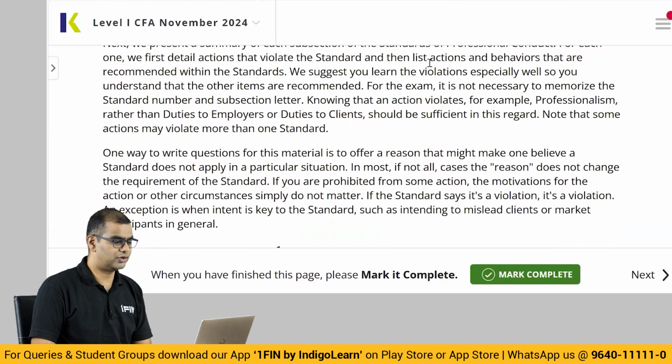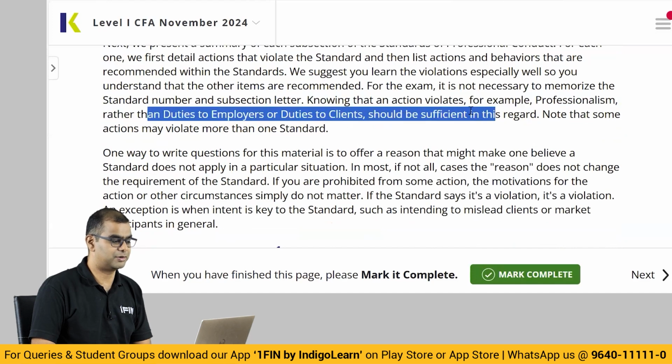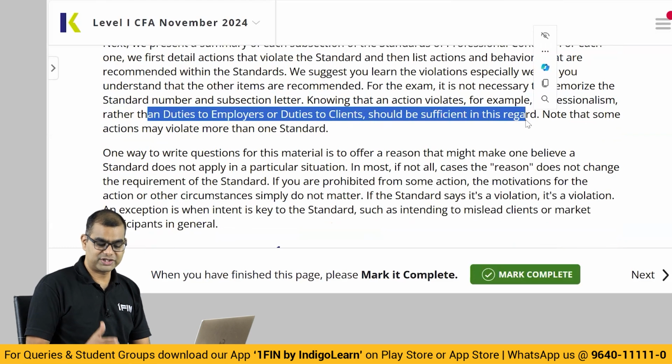For the exam, it is not necessary to memorize the standard number and subsection. Knowing that an action violates, for example, professionalism rather than duties to employers should be sufficient. So, you need not know which section or which subclause you have violated, rather you should know what has been violated. So, whether it is professionalism, duties to clients, or duties to employers, what has been violated.